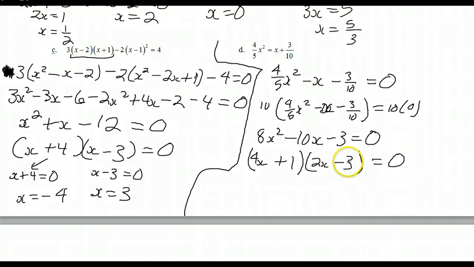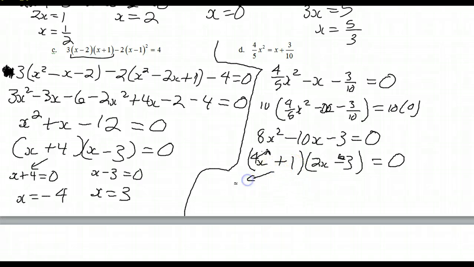And again, that's just some experience here, right? You need to be able to factor. So however you get this, you need to be able to get the factored form. Let's just double check. 8x squared minus 12x plus 2x is minus 10x minus 3. Okay, sorry for the little extra stuff in here.